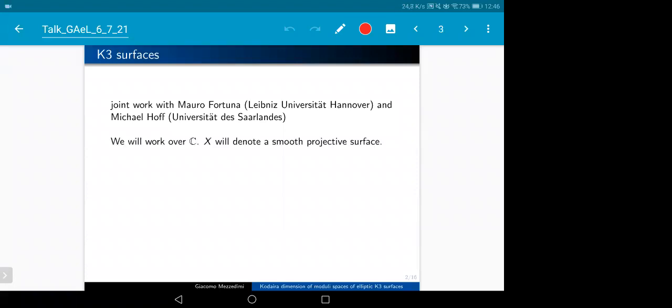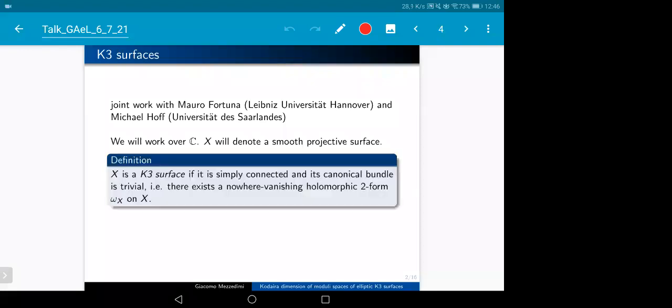We will work over the complex numbers, and in the first part of the talk, I'd like to introduce you a little bit to the objects that I want to study. The first object is K3 surfaces. I'm sure many of you already know this. K3 surfaces are surfaces that have a trivial canonical bundle. In dimension 2, there are either K3 surfaces or abelian surfaces, and by saying that we want them simply connected, we just exclude abelian surfaces.